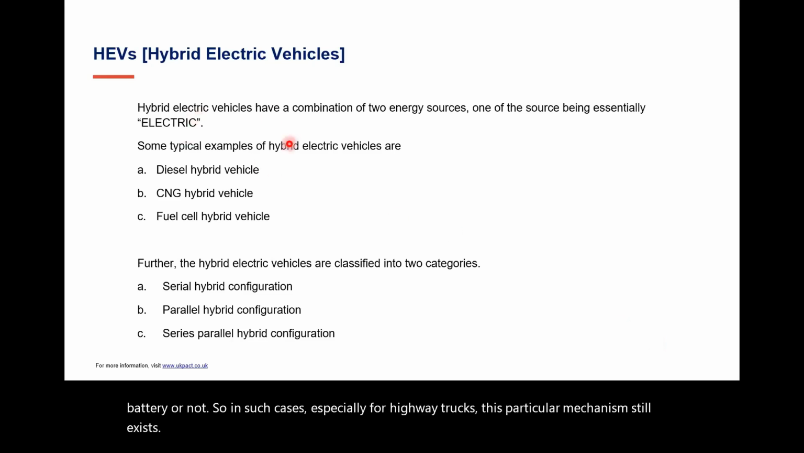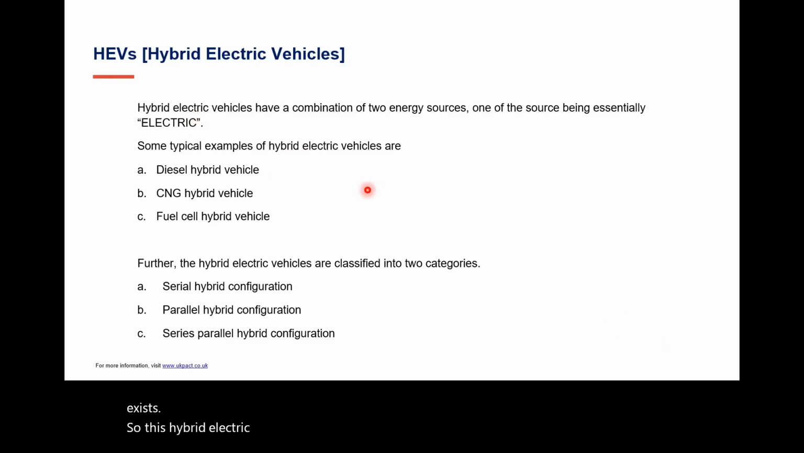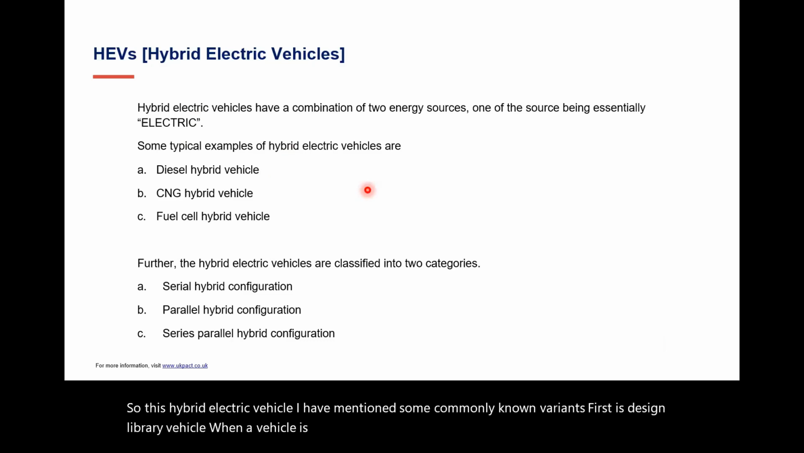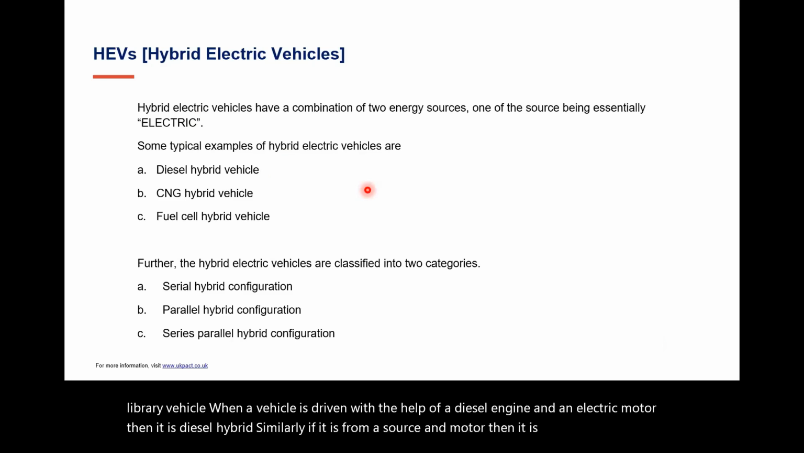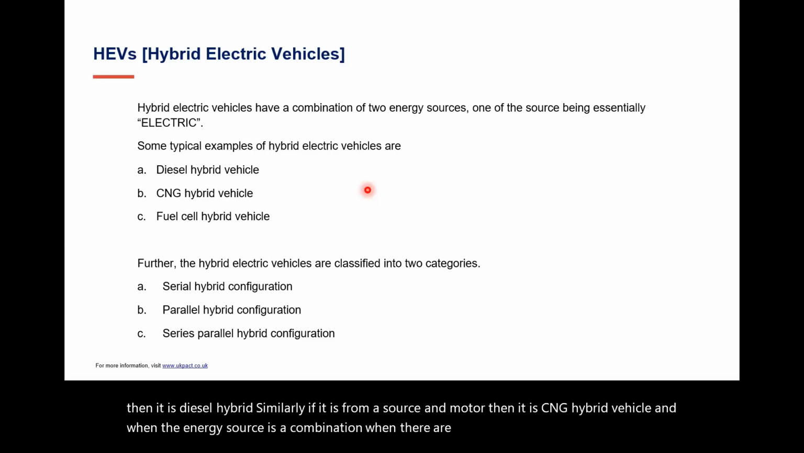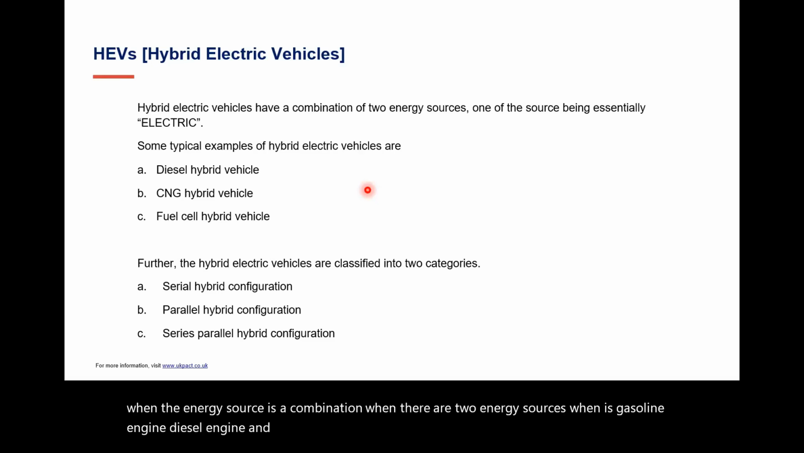So for this hybrid electric vehicle, I have mentioned some commonly known variants. First is the diesel hybrid vehicle. When a vehicle is driven with the help of a diesel engine and an electric motor, then it is a diesel hybrid. Similarly, if it is from a CNG source and a motor, then it is a CNG hybrid vehicle. And when there are two energy sources, one being a gasoline engine or diesel engine, and a fuel cell, then it is known as a fuel cell hybrid vehicle.